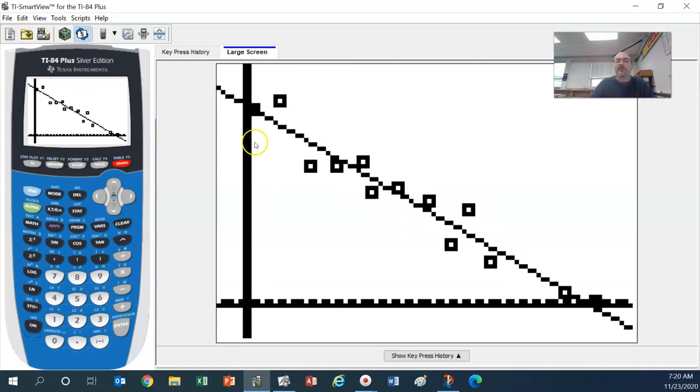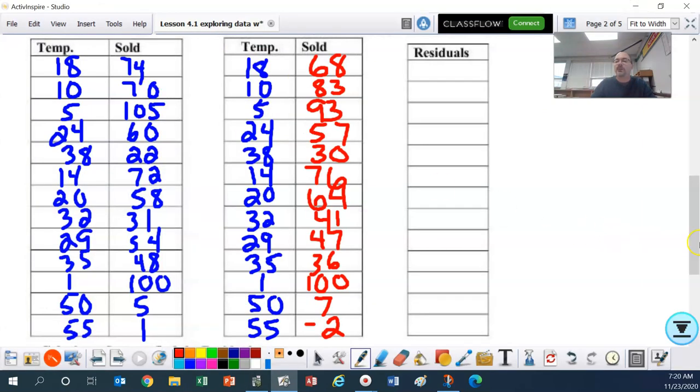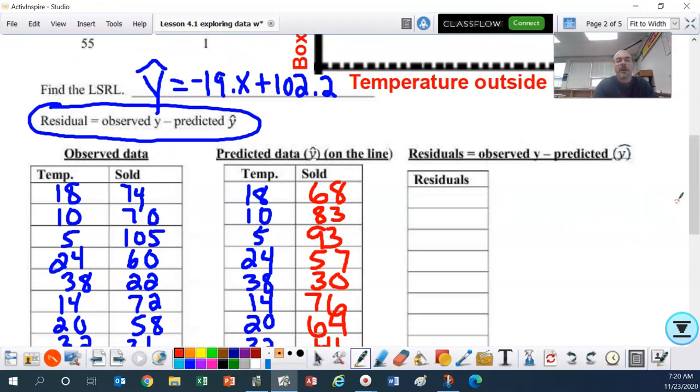Now what we're going to do is find the distance from the predicted value to the actual value. And we're going to use this right here. So it says take the observed value, the y value, minus the predicted value. All right, so the first one, the observed value is 74 boxes of cereal sold. And the predicted value is 68 boxes of cereal. Well, if I can do the math in my head, I believe that residual is 6. It's positive, so that means it's above the line. That first one is above the line.